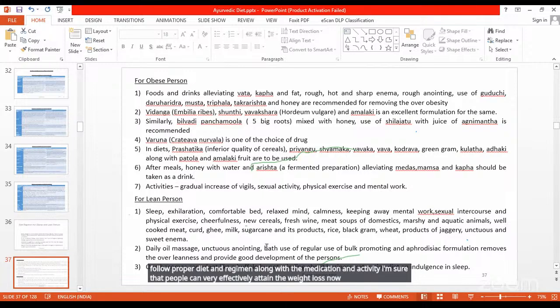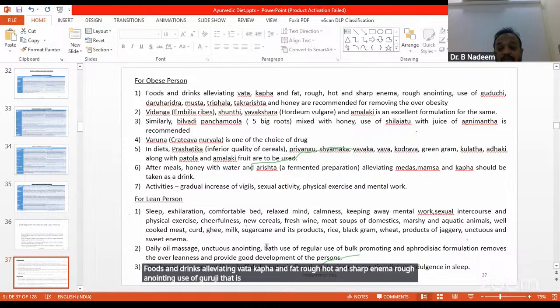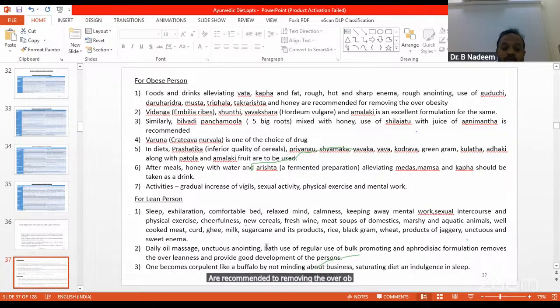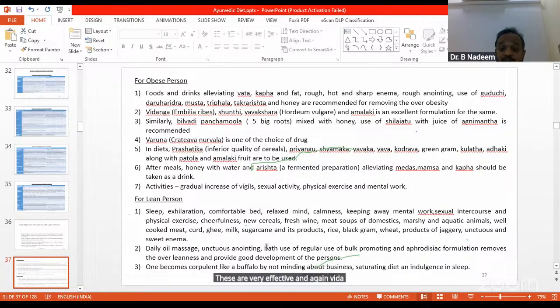Now, for obese people, foods and drinks alleviating vata, kapha, and fat, rough, hot, and sharp enema, rough anointing, and use of Guruchi. Guruchi is a drug. Anointing, massage, Guruchi, Daru Haridra, Mushta, Triphala, Takrarishta, and honey are recommended for removing over-obesity. For people who are new and not from an Ayurvedic background, these are the drugs: Guruchi, Daru Haridra, Mushta, Triphala, Takrarishta, and honey. These are very effective. Again, Vidanga, Shunti, Yavakshara, and Amalaki is an excellent formulation for the same.